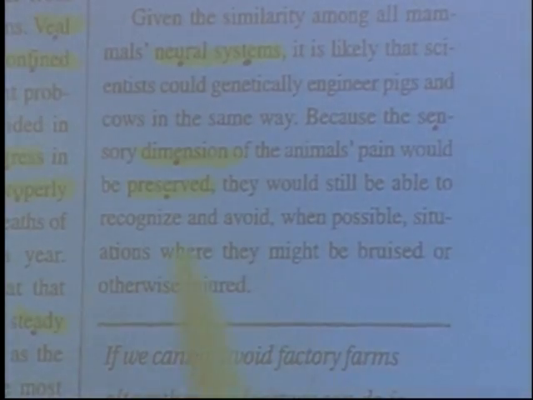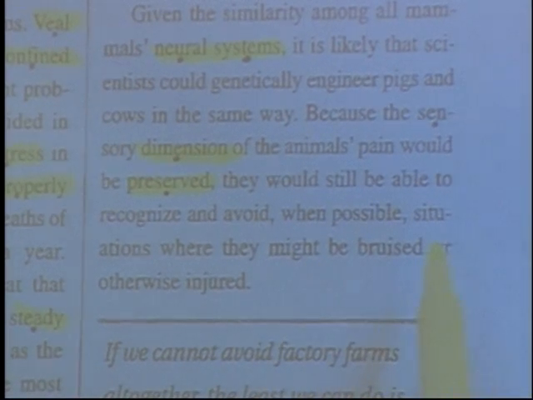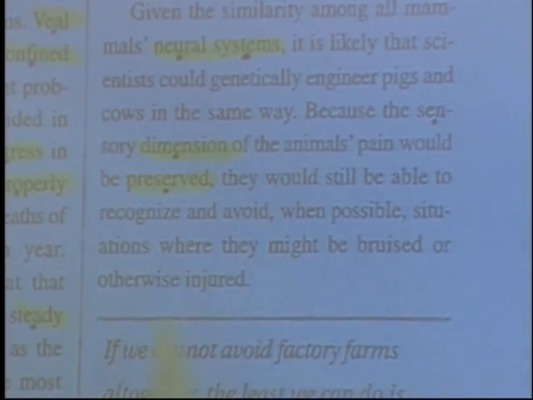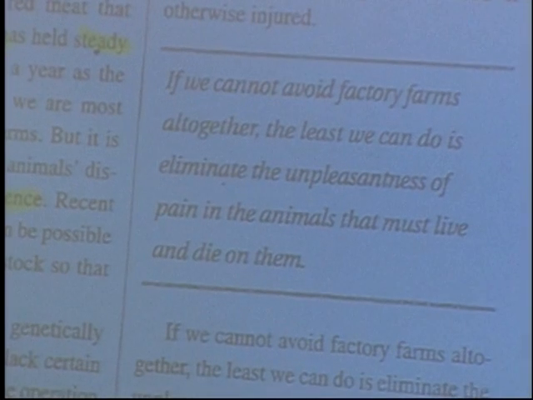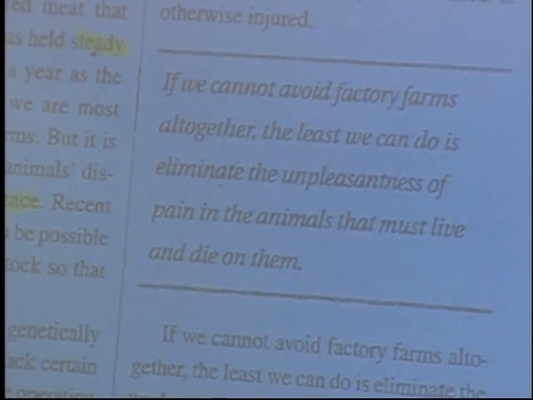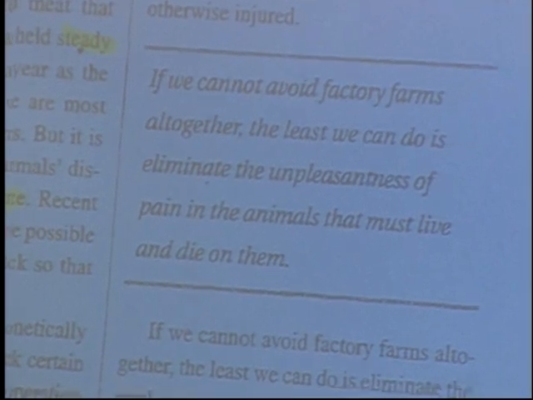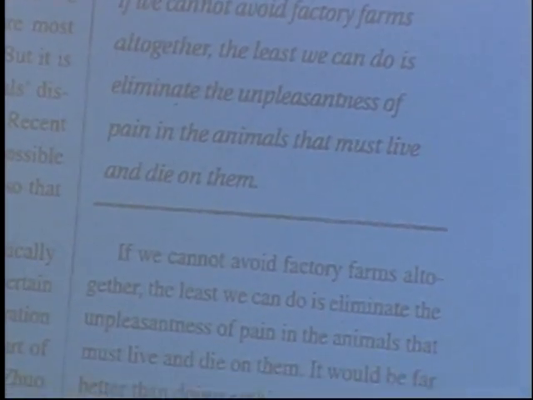They would still be able to recognize and avoid, when possible, situations where they might be bruised or otherwise injured. If we cannot avoid factory farms altogether, the least we can do is eliminate the unpleasantness of pain of the animals that must live and die on them. It would be far better than doing nothing at all.